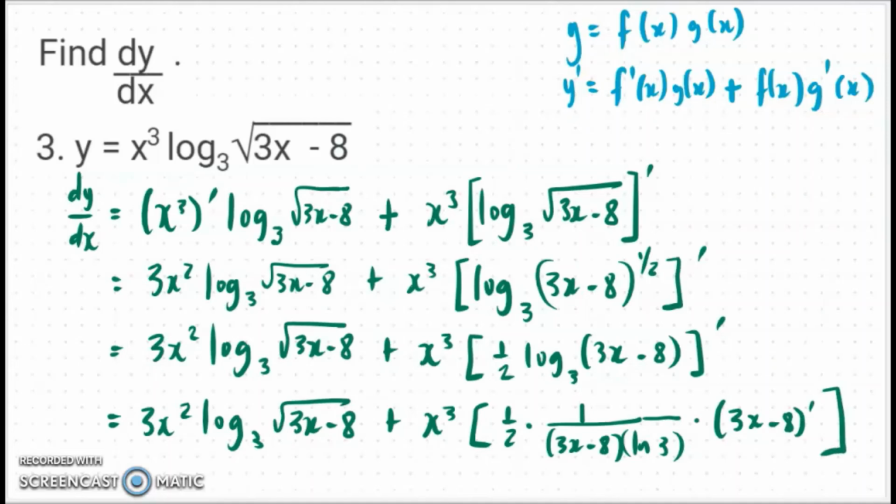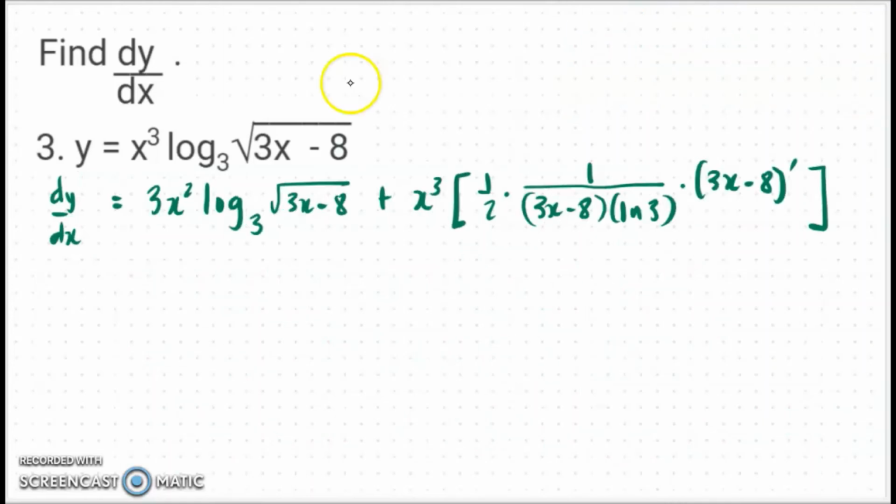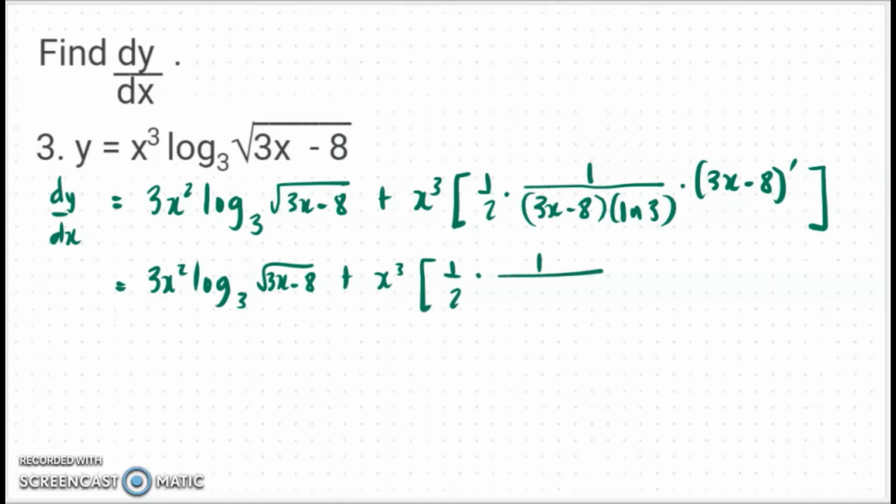Okay, so we'll use the next frame to simplify this one. So we now have equals 3x squared log square root of 3x minus 8 base 3 plus x cubed 1/2 multiplied by 1 over 3x minus 8 times ln 3 multiplied by, so this time we'll get the derivative of 3x minus 8, which is just a 3, right? So I think this next line is our final answer.